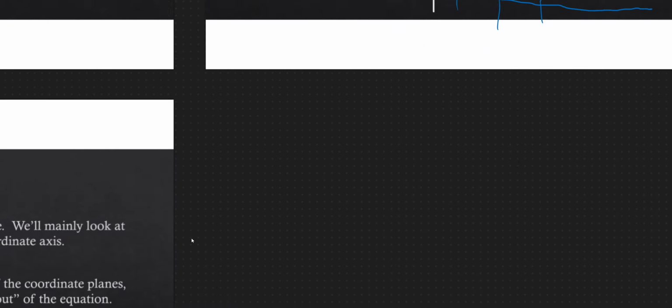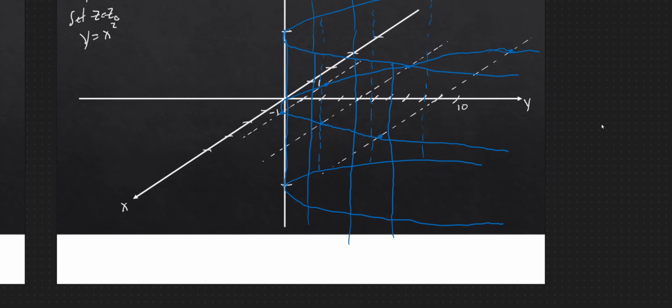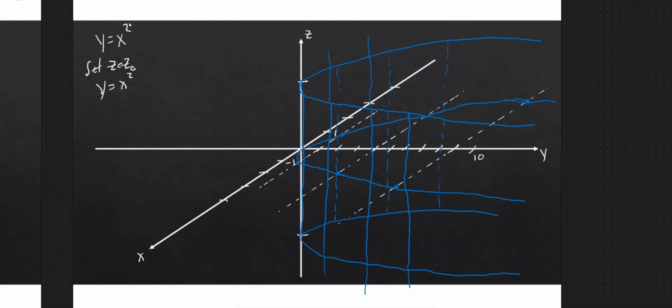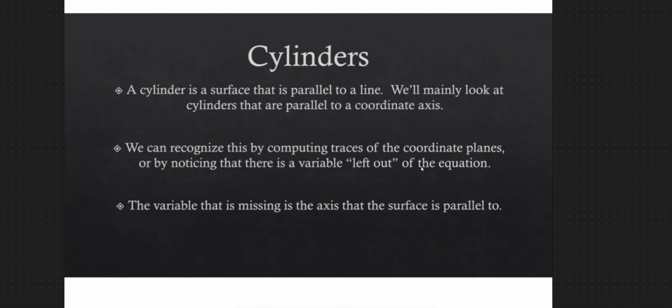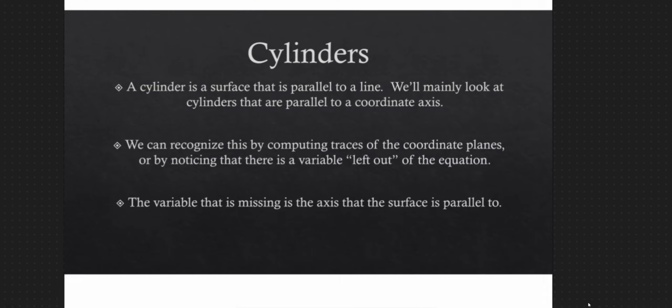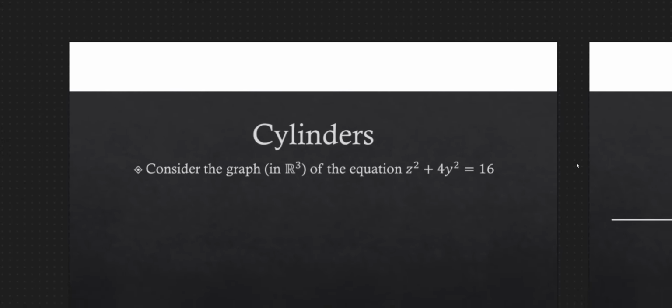Like the last example we looked at, these ones were parallel to the z-axis, and we can also see in the equation it was missing the z variable. That is our key to recognizing a cylinder. It's an equation in 3 dimensions where only 2 of the 3 variables are present. That third variable that's left out of the equation is the same variable that represents the axis that the surface is parallel to. So that's what we're extruding along, that missing variable's axis. Let's look at an example.